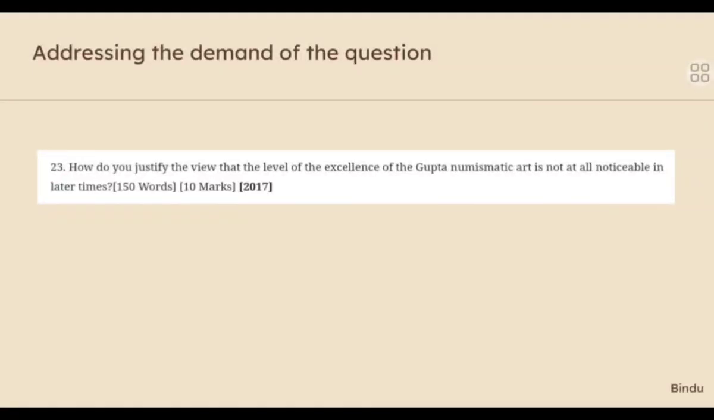So this is the question. Before I show you the model answer of this question, we will understand the demand of the question. How do you justify the view that the level of excellence of Gupta numismatic art is not at all noticeable in later times?